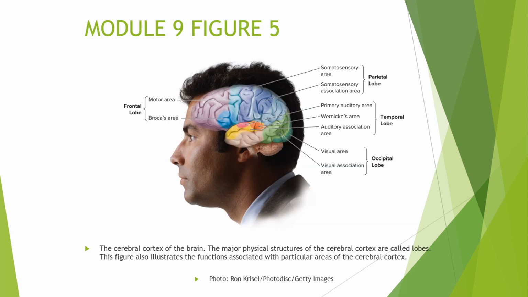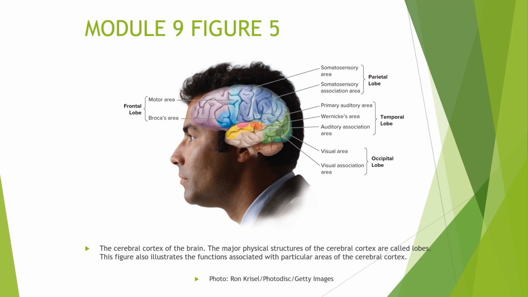Now, figure 5, this is on page 76 in your textbook, and here we can see your 4 lobes and then the various structures within those. So we have the frontal lobe, that's the motor area and Broca's area, which we'll refer to in just a minute. We have the parietal lobes, which is the somatosensory area and the somatosensory association area, again, which we will come back and talk about. The temporal lobe, which is your main auditory cortex, also Wernicke's area and the auditory association area, and then the occipital lobe, which contains your main visual cortex, the visual area, and the visual association area.